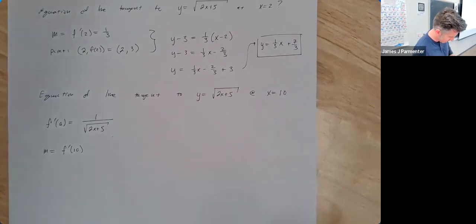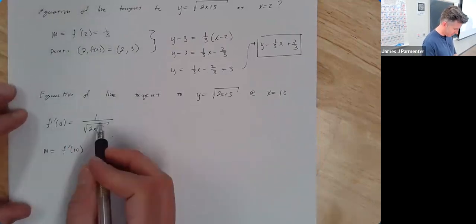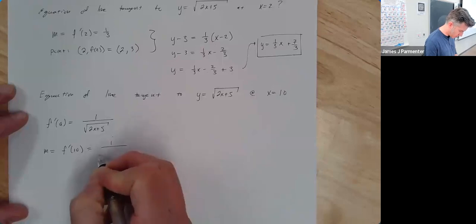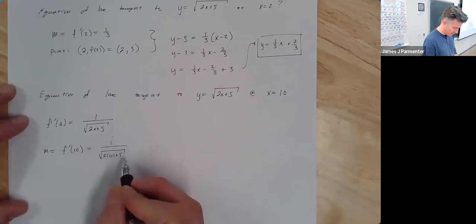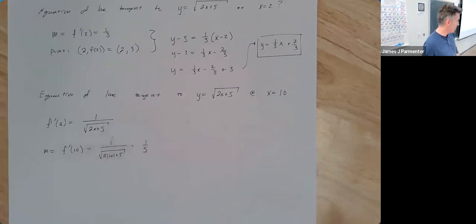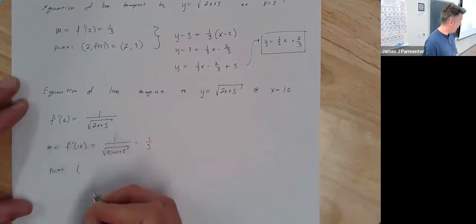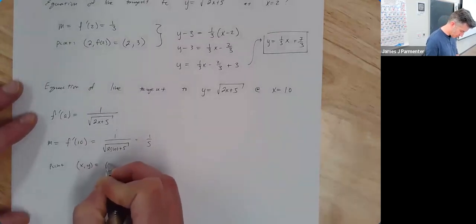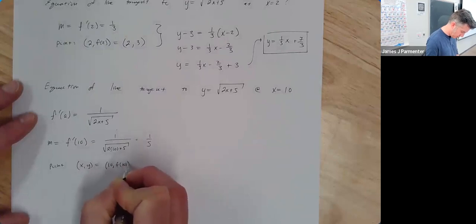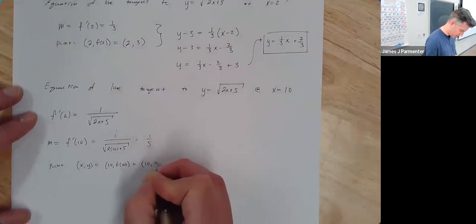Okay, it's been a minute and a half. So let's find all the things we need. My slope is f prime of 10, which is 1 over the square root of 2 times 10 plus 5. That's 25, so the square root of 25 is 5. My slope is 1/5. My point is always just x comma y. So in this case, my x is 10, my y is f of 10. So it's 10 comma f of 10. And f of 10, well, if I plug in 10 here, the square root of 25 is 5. So it's 10 comma 5.